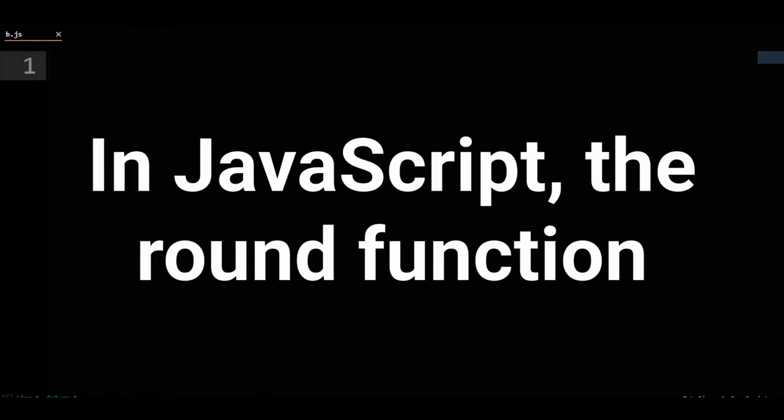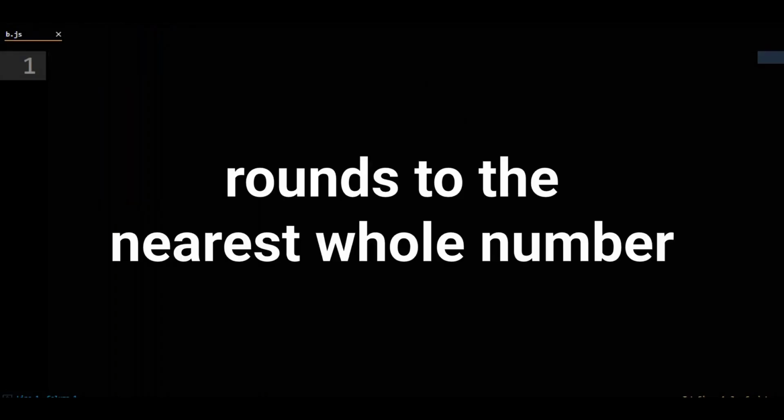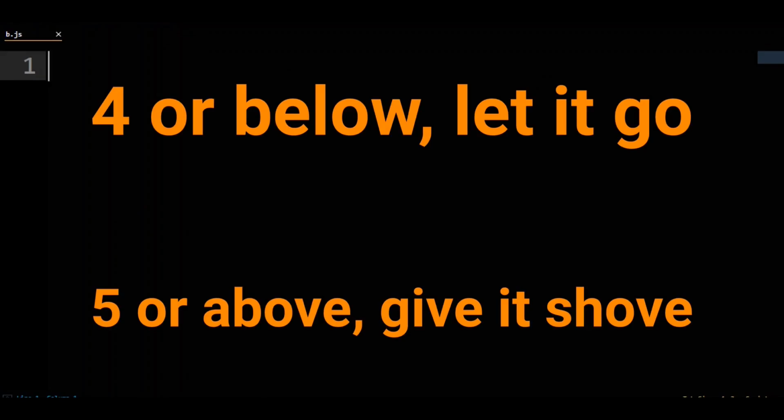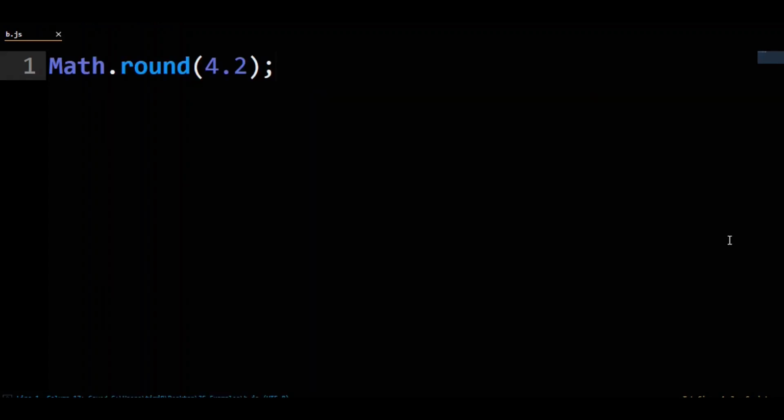In JavaScript, the round function of the math object rounds to the nearest whole number. Round uses classic rounding rules, rounding down if the digit after the whole number is below 5, and rounding up if the digit after the whole number is 5 or above. For example, if you pass 4.2 to round, round would return 4.